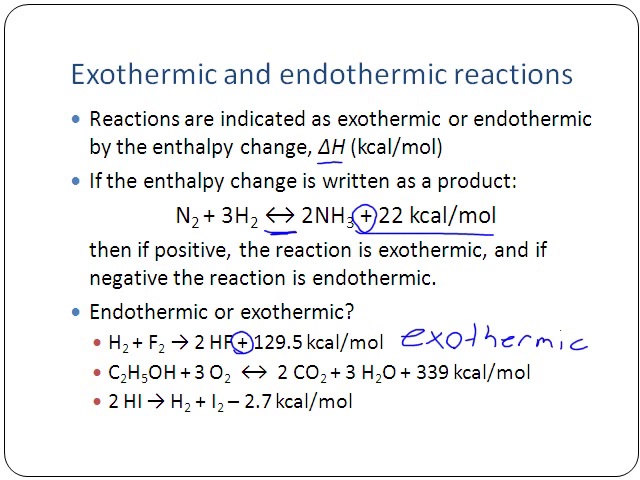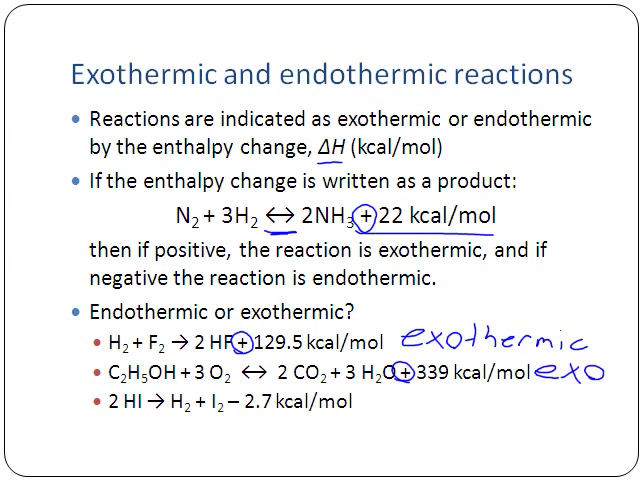Okay. On our next one, C2H5OH plus 3O2 yields 2CO2 plus 3H2O plus 339 kilocalories per mole. Once again, we have a positive here. That means we're going to be exothermic again. This is going to give off heat in this reaction.